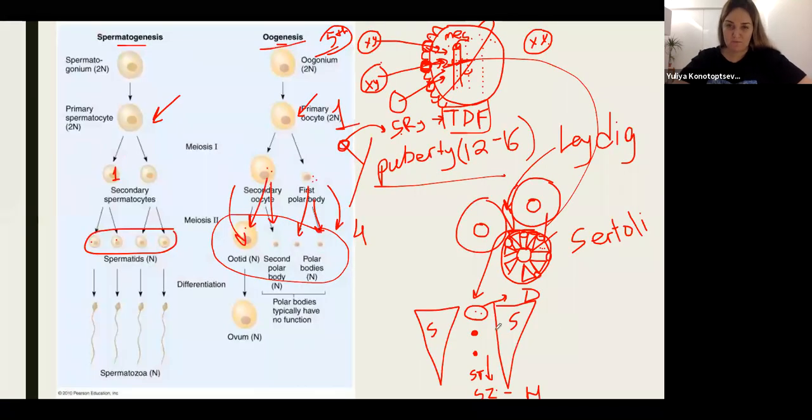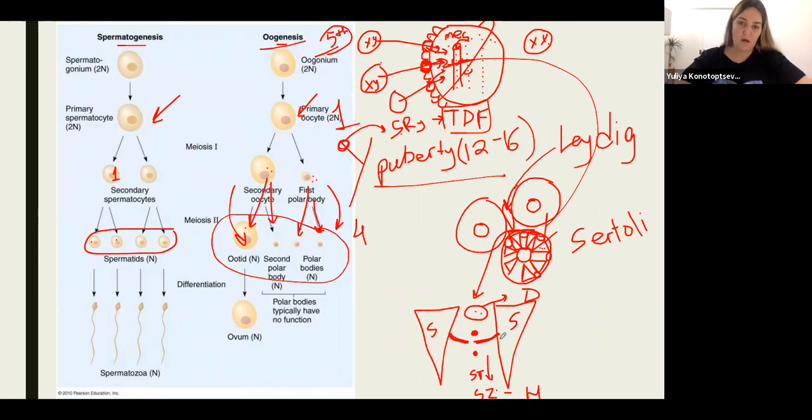Think about it this way. The blood-testis barrier is basically a tight junction between two Sertoli cells. You can imagine that they're holding hands here. These are the two Sertoli cells. They have a tight junction right here. Which cells are above that tight junction? Spermatogonia and primary spermatocyte. Which cells are below it? Secondary spermatocyte, spermatid, and spermatozoa. To simplify, diploid are below, haploid are above.